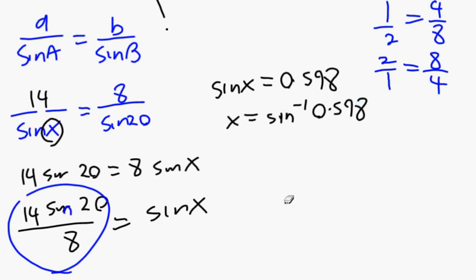What you get? Sine inverse 36.76. Okay, now the last thing we need to know.